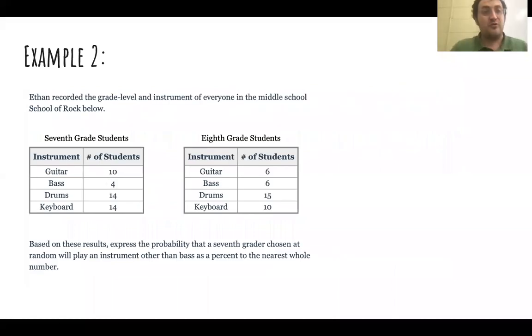All right, example 2. This is the School of Rock. And it's asking us for the probability that a 7th grader chosen at random will play an instrument other than bass. So this is 1 minus the probability of bass.